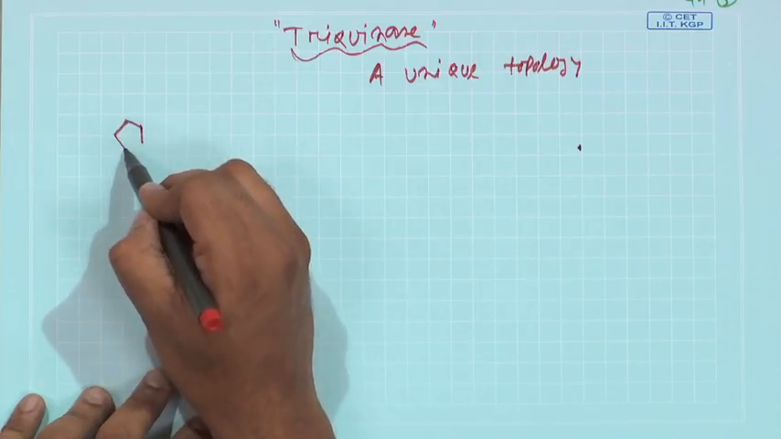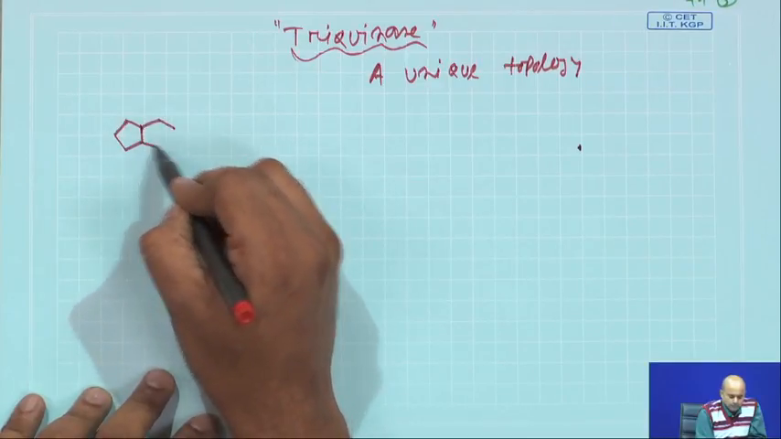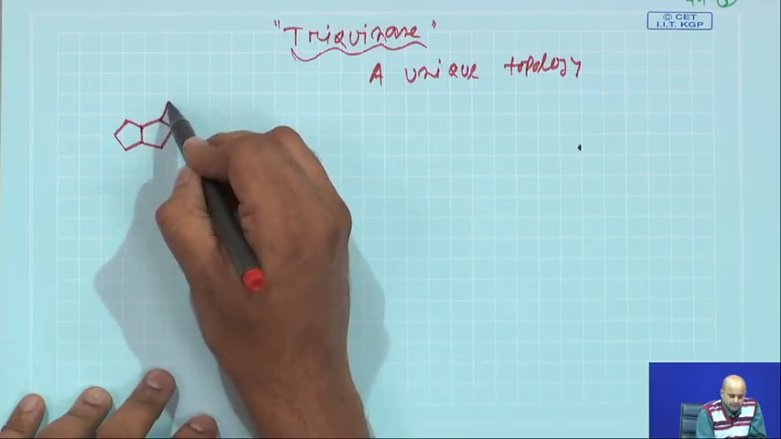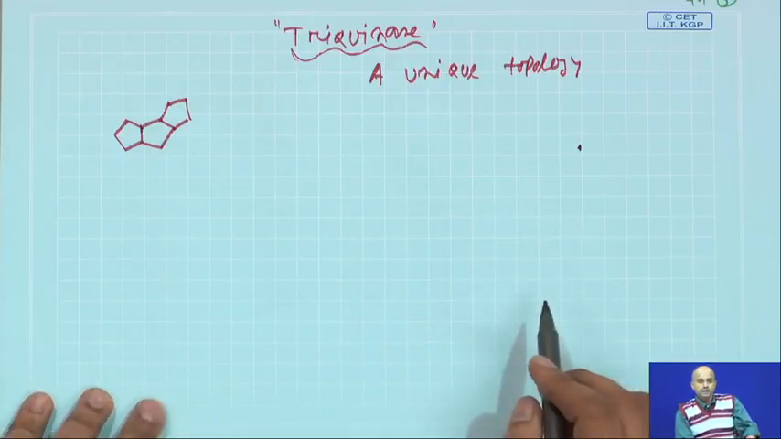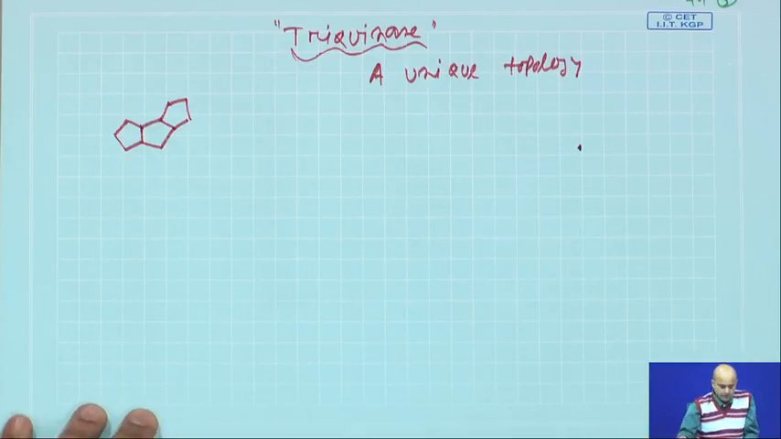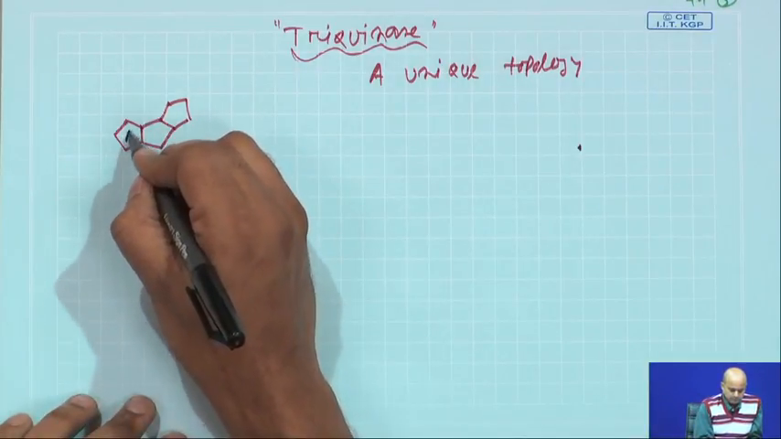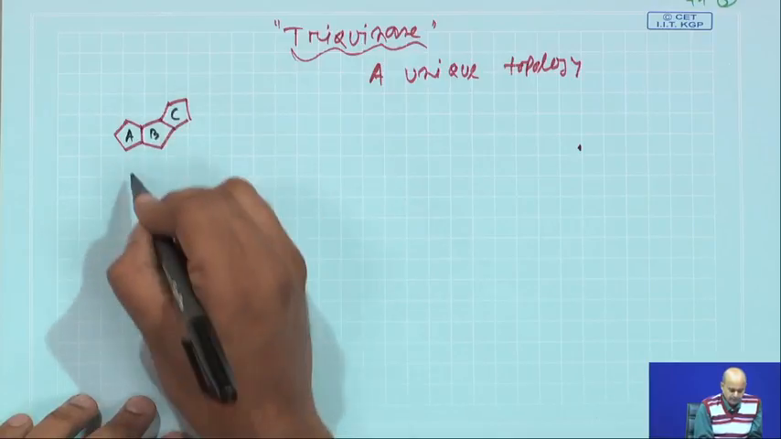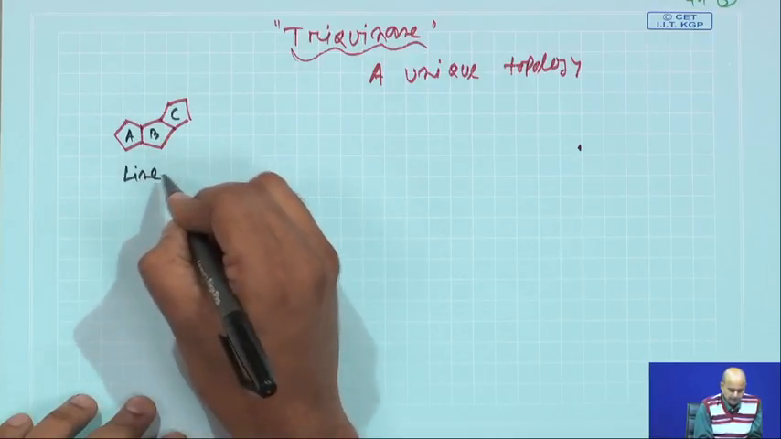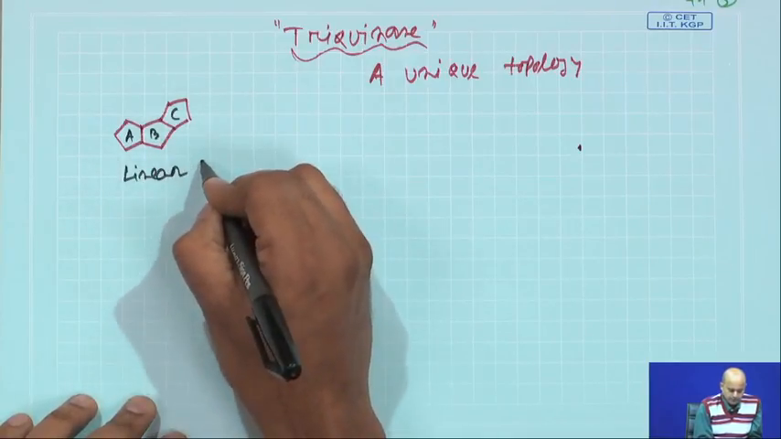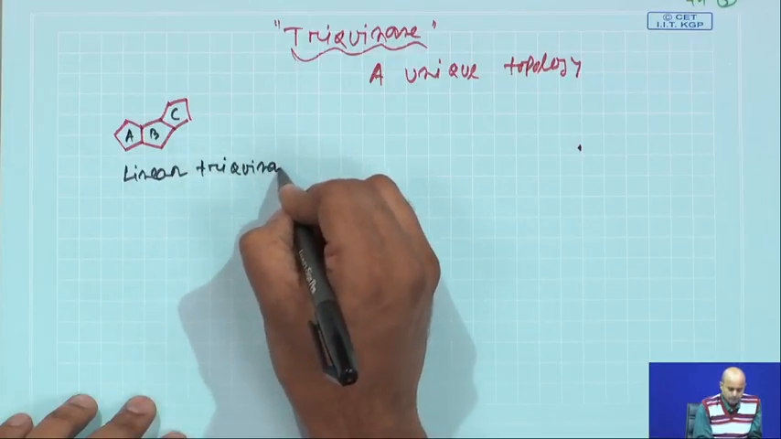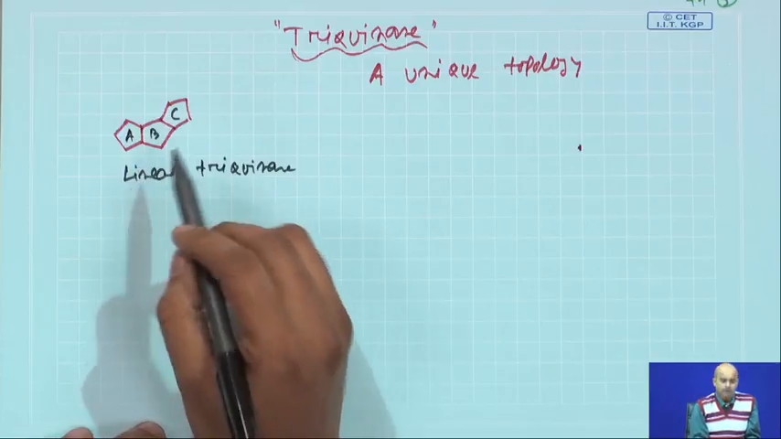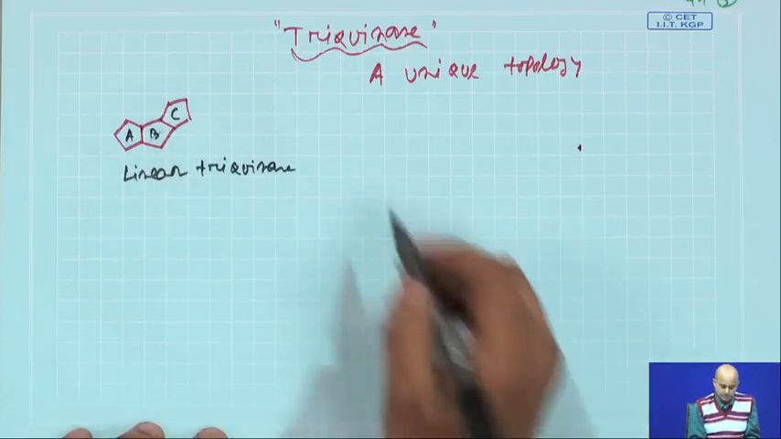Few structures we have already talked about. Now, I am saying this is a linear triquinane. Linear triquinane means there are 3 rings A, B and C that are linearly fused. So, linear triquinanes, and there are many natural products based on this kind of core structure.